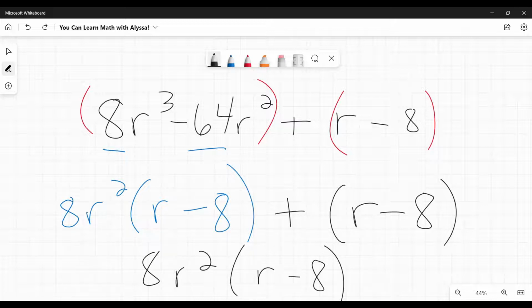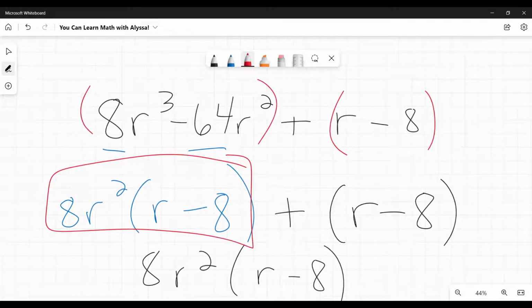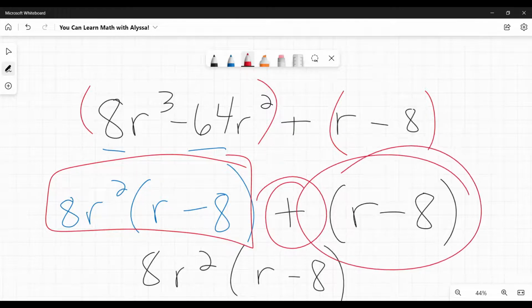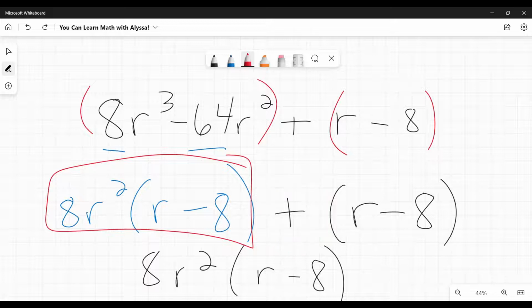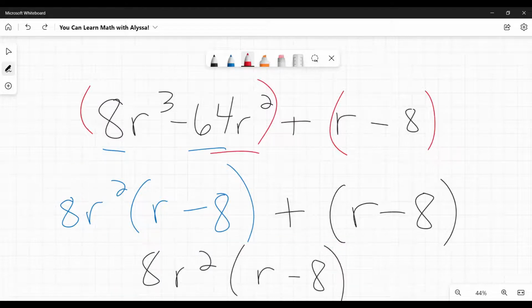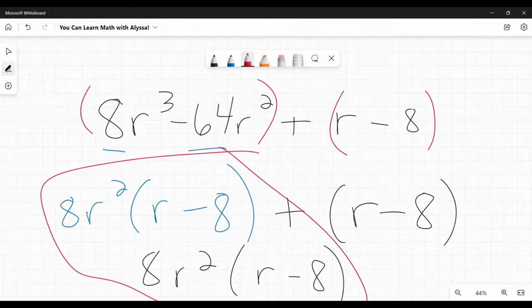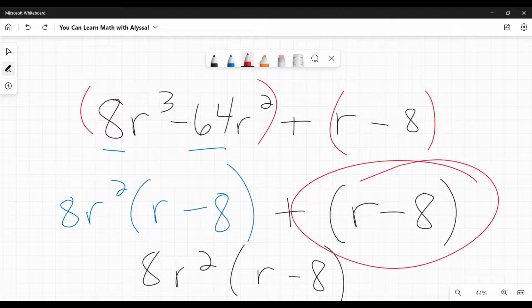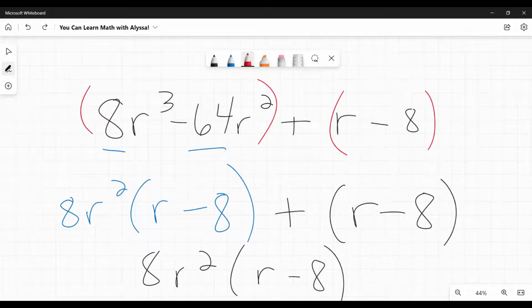Could that be true? Because this is 8r squared times r minus 8 plus this additional amount. I've added an additional amount. So how could it be just 8r squared times r minus 8, which is the same thing? It can't be the same thing as that because we have an additional. Where did that go? It's vanished.